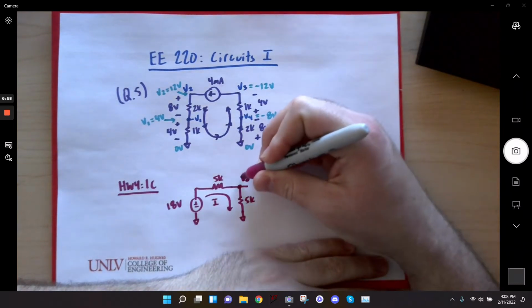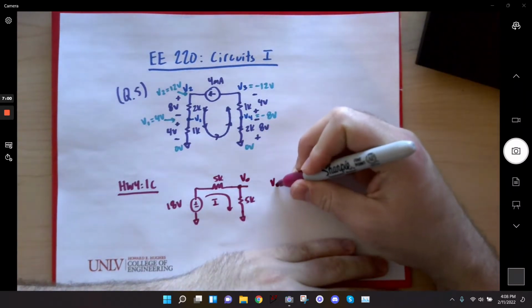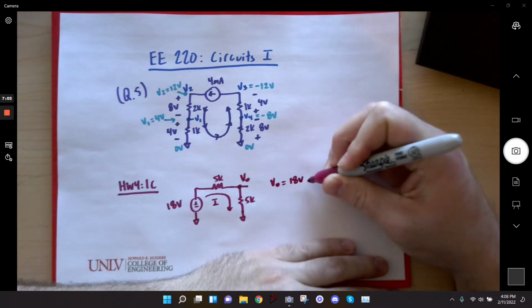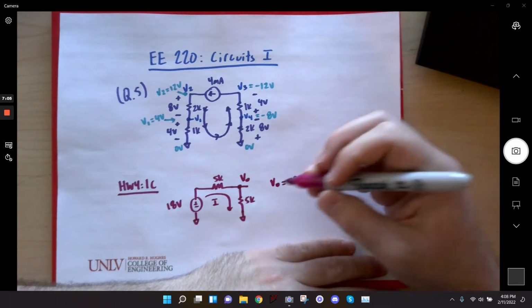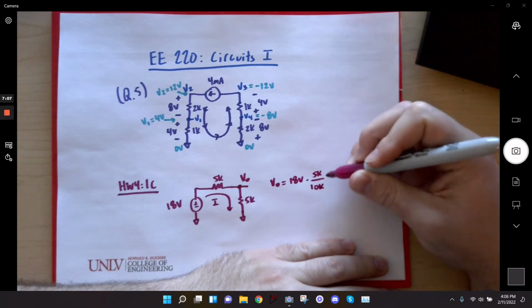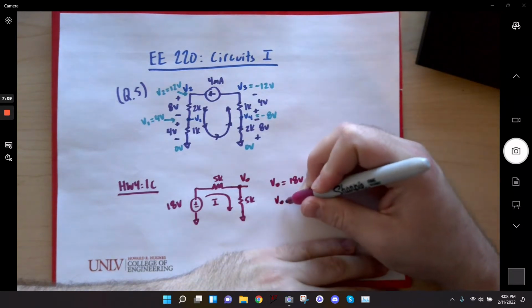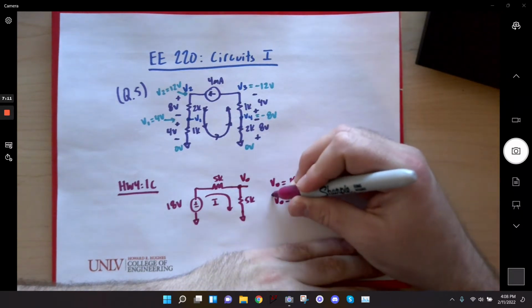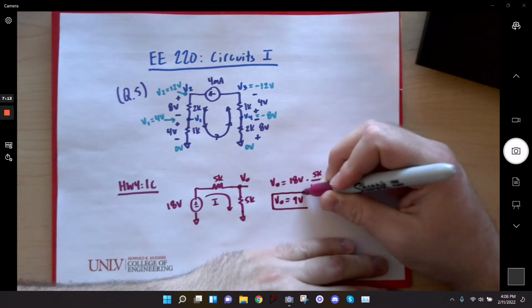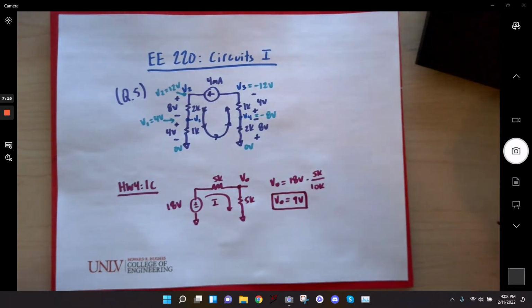So if I call this V0 or V out, whatever you want to call it, I would say that's equal to 18 volts times 5K divided by the sum of the two, which is 10K. That just becomes a half, so my V out is going to be 9 volts. So that's how to find the voltage, but I think that the question that came in class was how do we find the current, right?